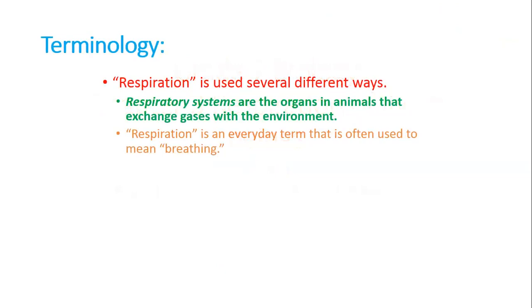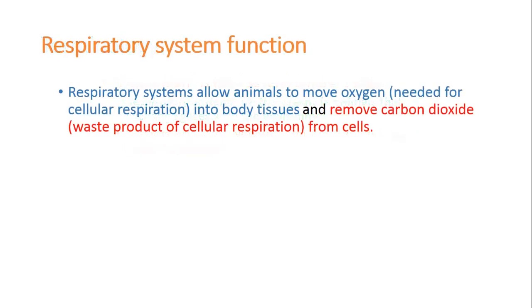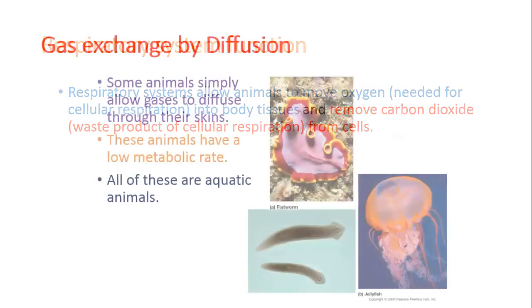Respiration. What is respiration? It is used several different ways. Respiratory system are the organs in animals that exchange gases with the environment. Respiration is an everyday term that is often used to mean breathing. Respiratory system function. Respiratory system allow animals to move oxygen needed for cellular respiration into body tissues and remove carbon dioxide, which is the waste product of cellular respiration, from cells. So respiration has two functions, to take oxygen and to eliminate carbon dioxide.